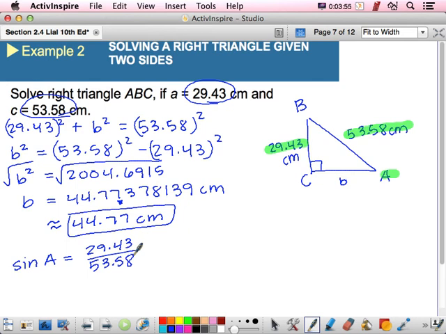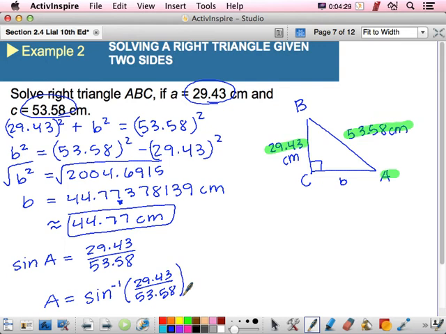Okay. Anytime you're missing an angle, what do you type into your calculator? Second, and then whatever your trig function is. So you're actually going to type in second sine of 29.43 divided by 53.58. Okay? And that will tell you your angle, and we're going to round it to 4 significant digits. What'd you guys get? 36.68.